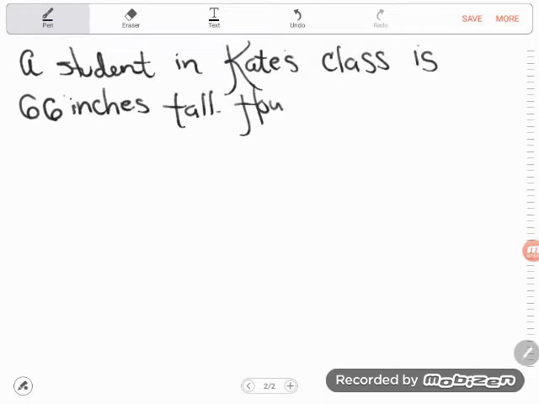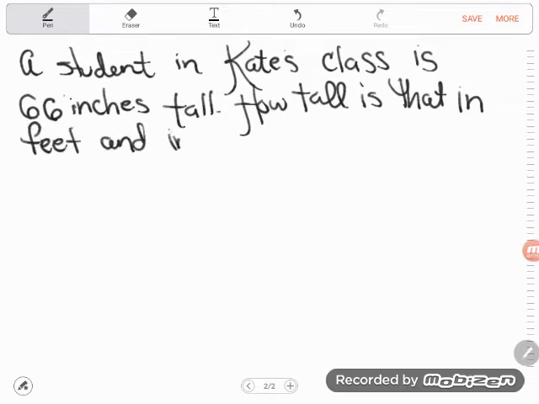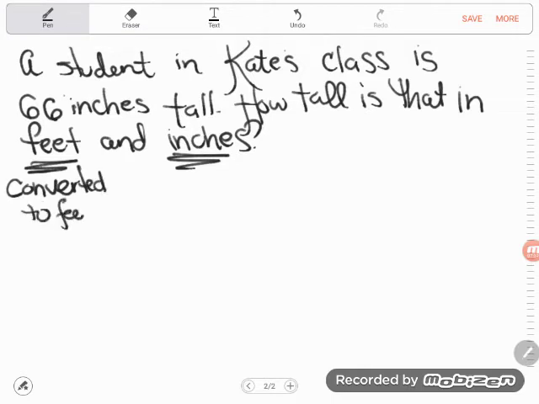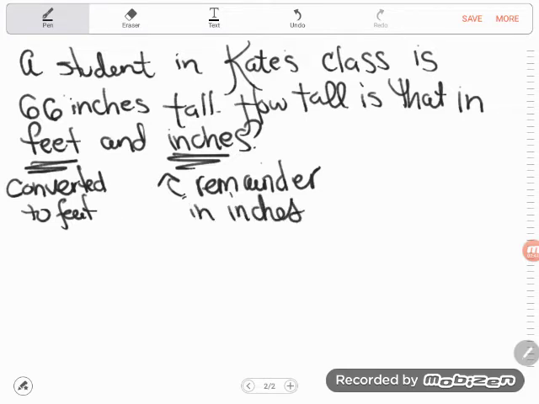And I want to know, how tall is that in feet and inches. Now, again, look at the message I'm sending you. I'm telling you how tall is that in feet and inches. I want part of my answer converted to feet, and part of my answer to remain in inches. This is a big clue that I would rather do my long division by hand so that I can see that remainder instead of having it converted to decimals.